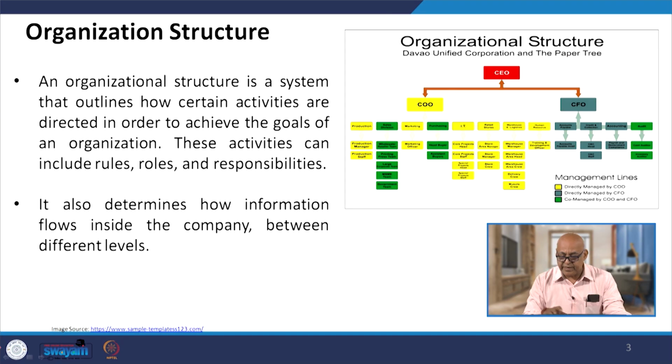Here you will find one organization structure shown. The CEO is at the top, then the chief operating officer, the chief financial officer, and then there are different departments under the CFO and COO. All these aspects of the business activities will be controlled by one authority, supported by different authorities, and like this the organization structure will be designed.